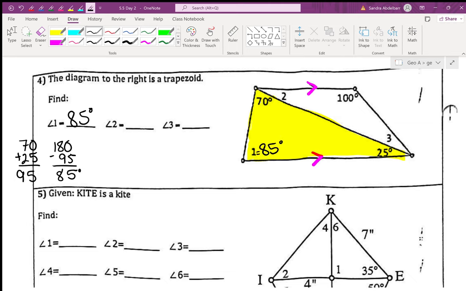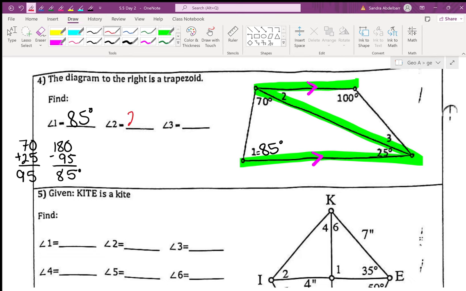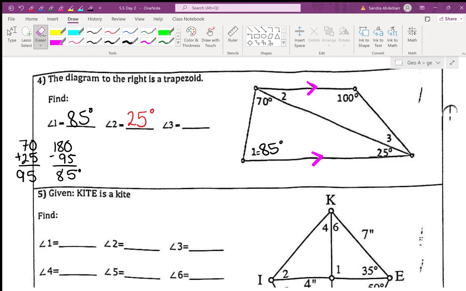All right, now we want to find angle 2. Well, I can use the parallel lines to find angle 2. Do we see that Z? So that means angle 2 is 25 degrees. Right? So now that I know angle 2 is 25 degrees, tell me, can I use this Z to find angle 3? Why or why not?